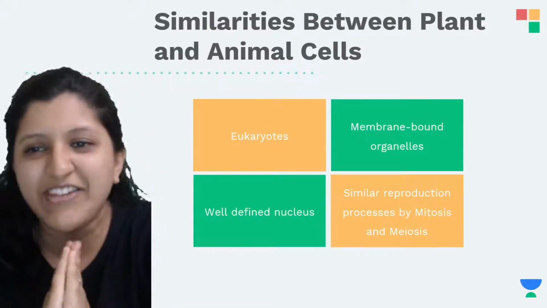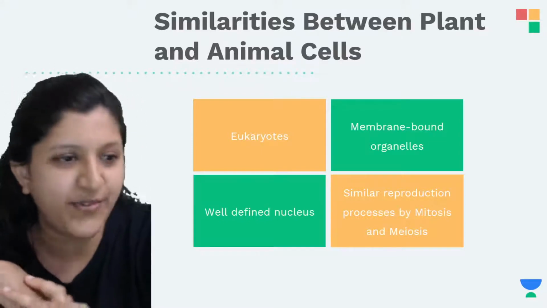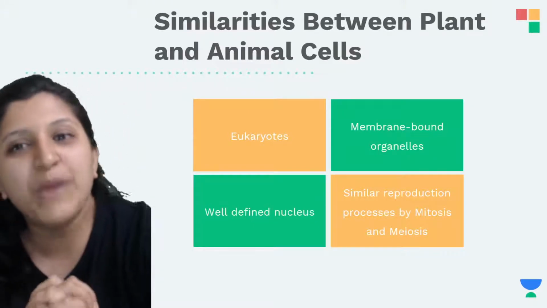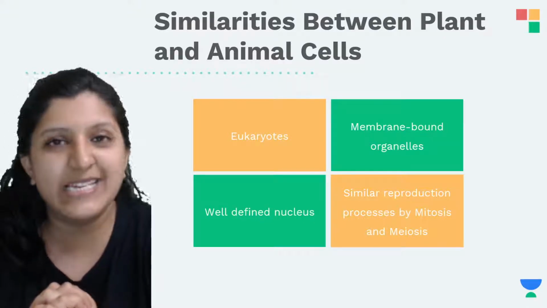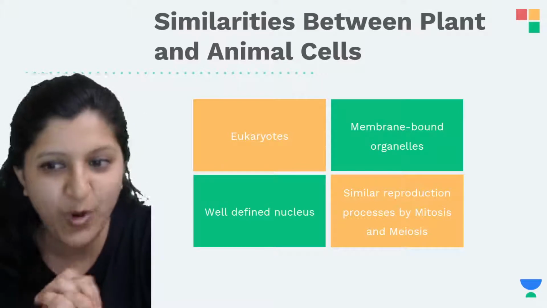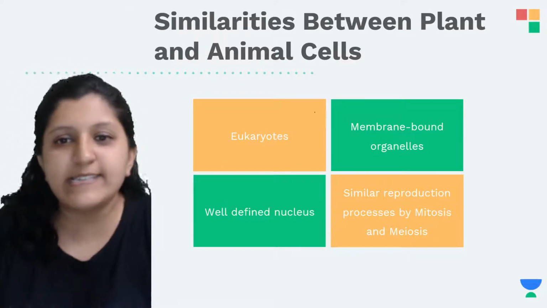So here it is written. You can mention any other similarity if you know. What exactly is a eukaryote? Membrane-bound organelles, we say, and a well-defined nucleus. That itself is a eukaryote. Similar reproduction process by mitosis and meiosis. So how is this? Let's discuss this point now.